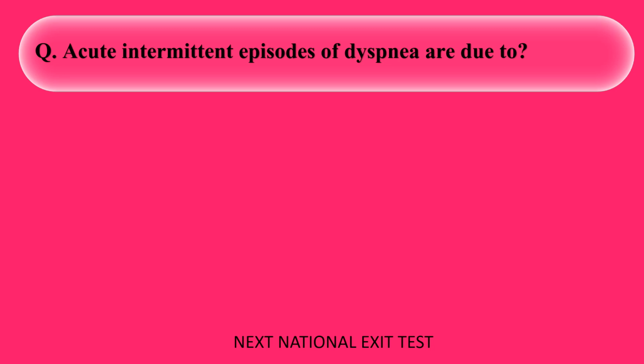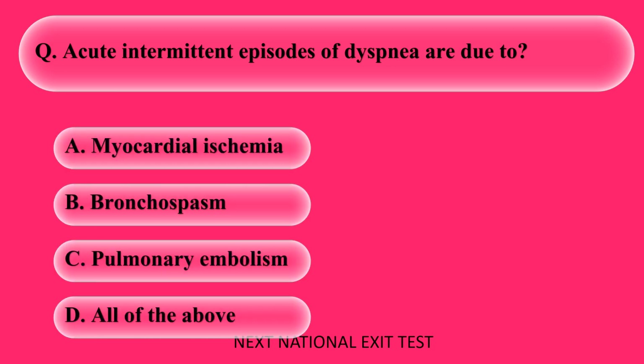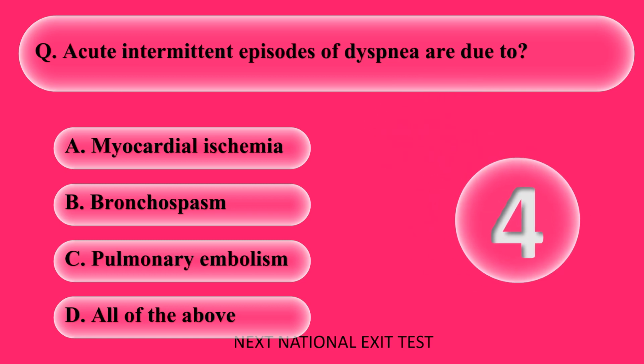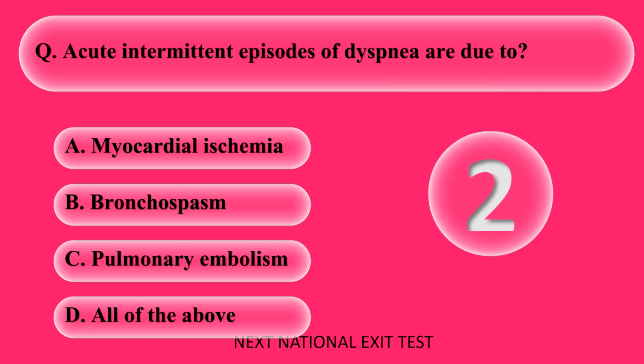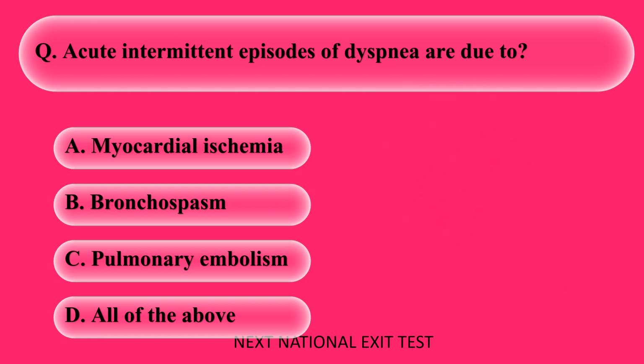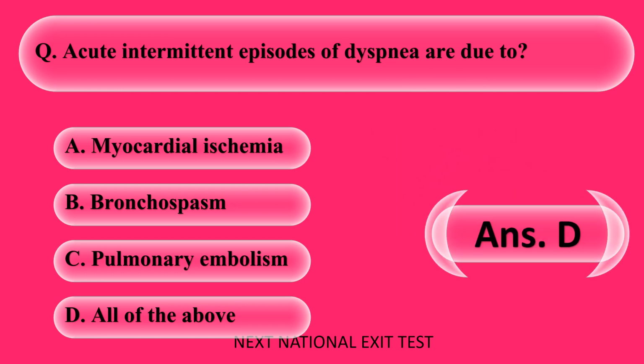Acute intermittent episodes of dyspnea are due to A. Myocardial ischemia, B. Bronchospasm, C. Pulmonary embolism, and D. All the above. So acute intermittent episodes of dyspnea can be due to myocardial ischemia, bronchospasm, and also pulmonary embolism. So the correct option here is D. All of the above.